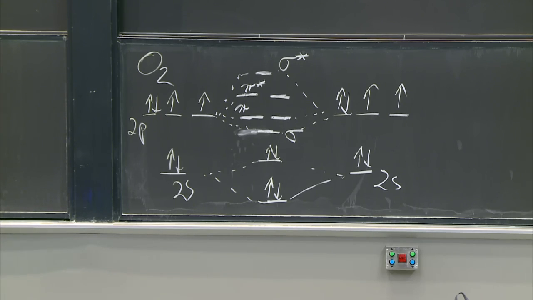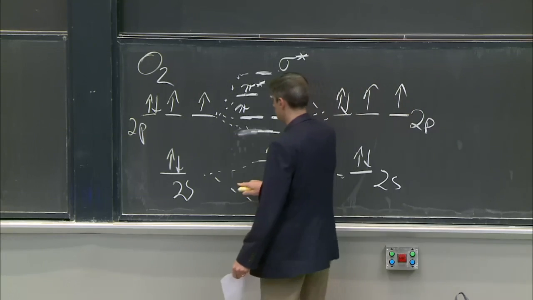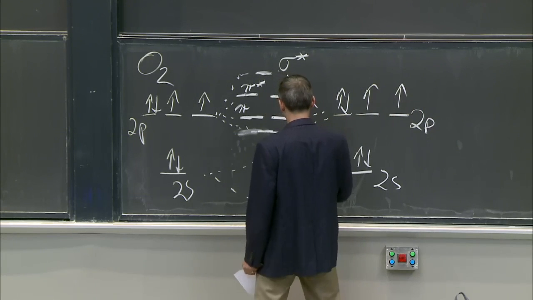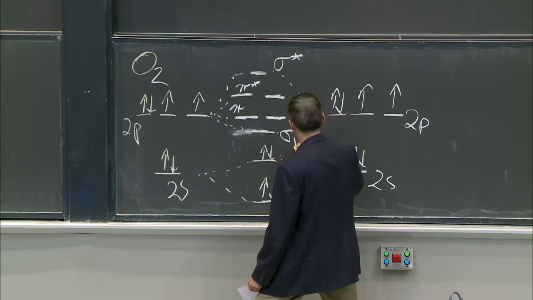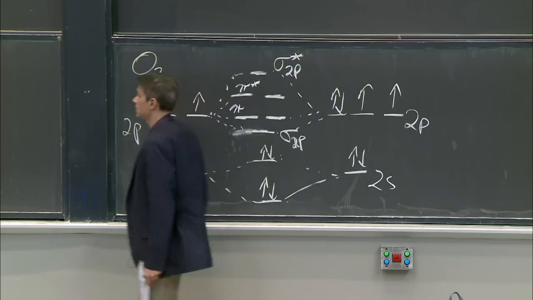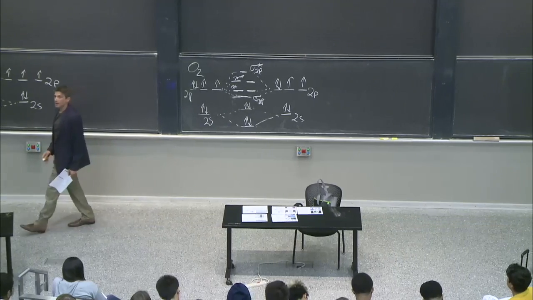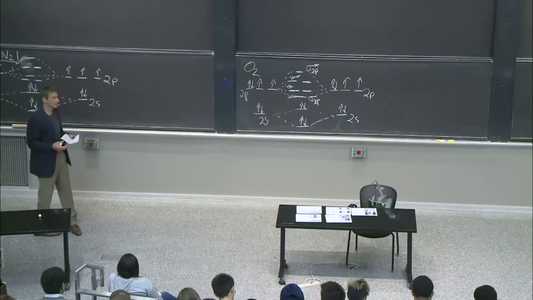Sigma 2s, sigma 2s star, sigma 2p. If you want to be exact about it, sigma 2p star. Pi x, pi y, pi x star, pi y star. We talked about all this on Friday. I'm just getting us back in the mood.